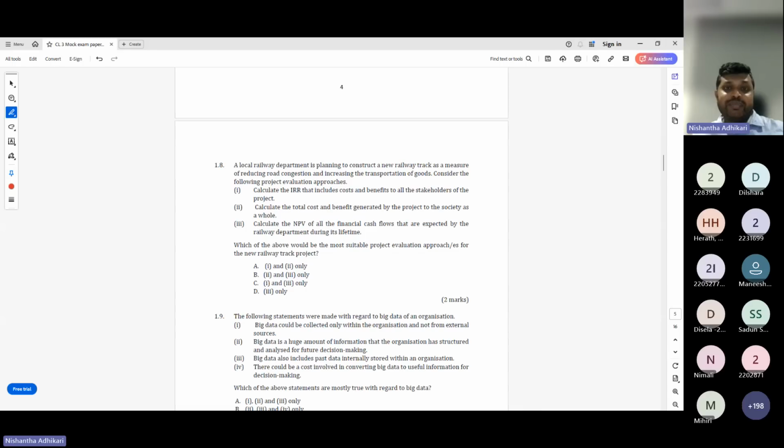Third one, calculate the NPV for all the financial cash flows that are expected by the railway department during its lifetime. That is totally wrong. Actually, this is a kind of project which is more focused on social benefit. Therefore, financial benefit is not so important when it comes to social projects. Therefore, the answer should be A, 1 and 2 only.